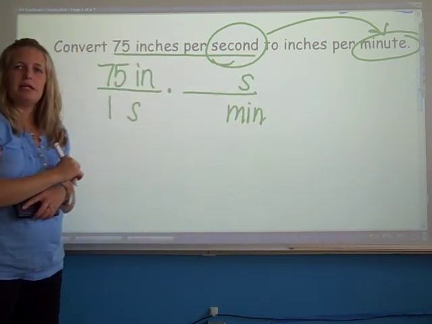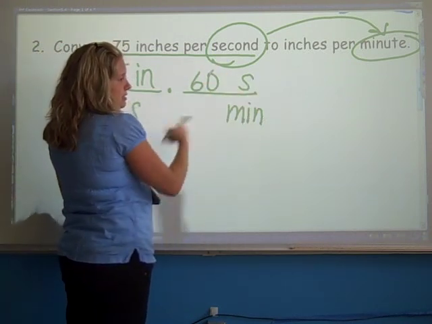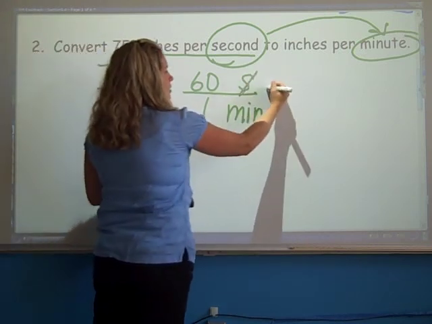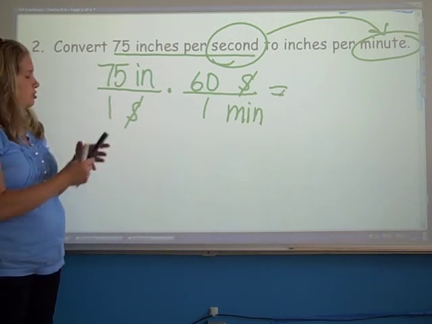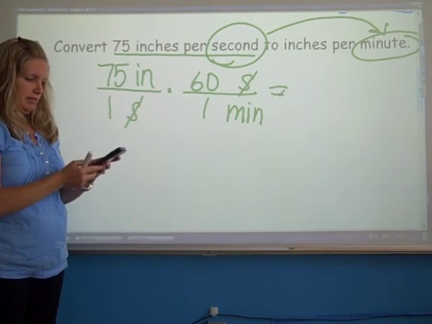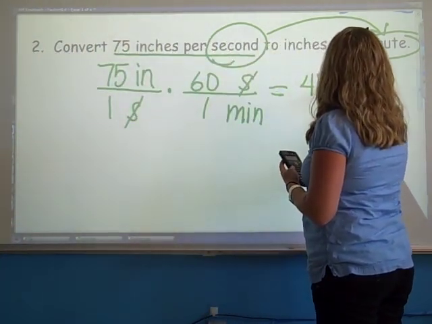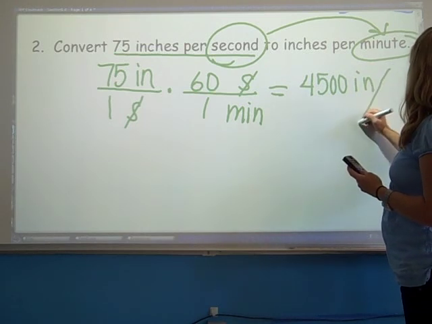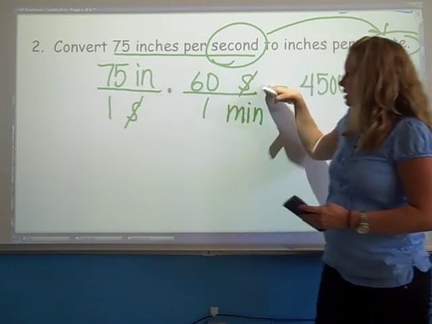Conversion with seconds and minutes, there are 60 seconds in 1 minute, so I put the 60 by the seconds and the 1 by the minute. Cancel out the seconds. There are no numbers to cancel out with on the bottom because they're all 1, so you just do 75 times 60. You get 4,500 inches per minute, because those are the only units left. Inches were left and minute was left.